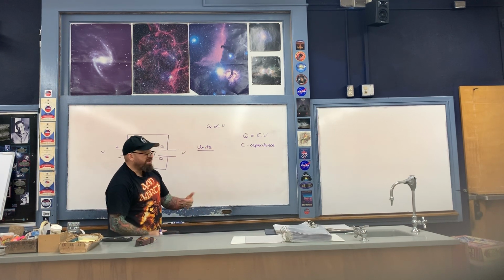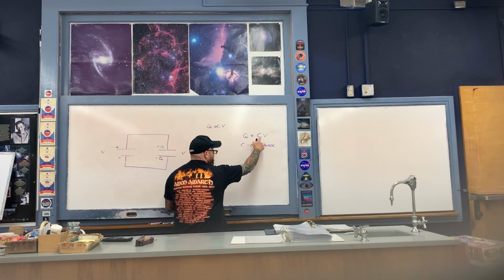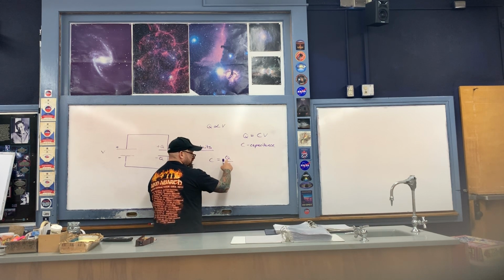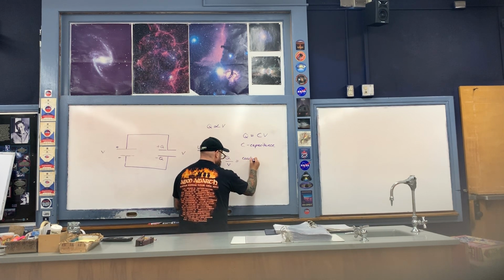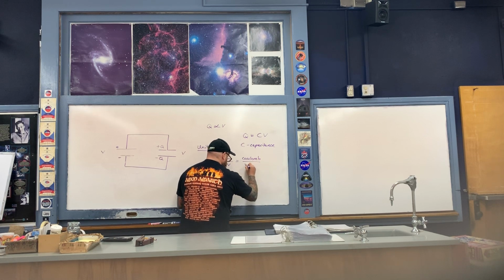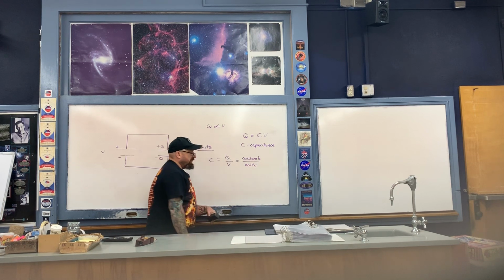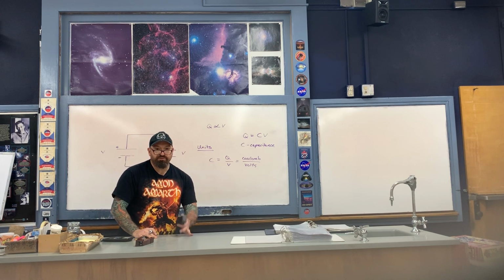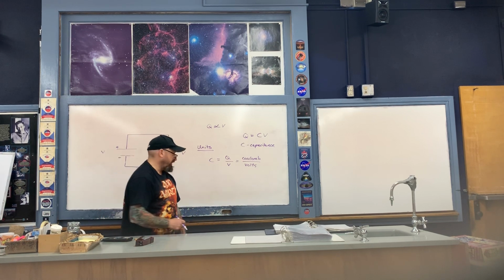Okay, the units of capacitance are as follows. Capacitance is charge per voltage, like so, and charge is in terms of coulombs, and voltage, of course, is in terms of volts. A coulomb per volt is given its own name. It's referred to as a farad. It's named after Michael Faraday.